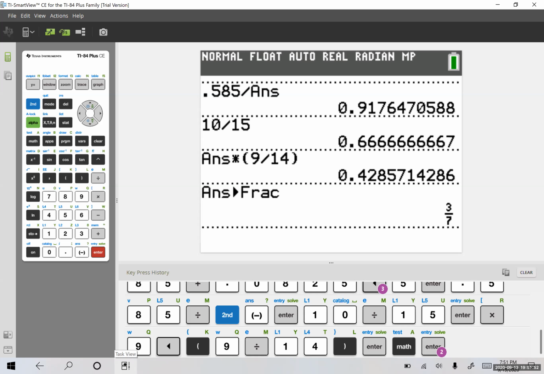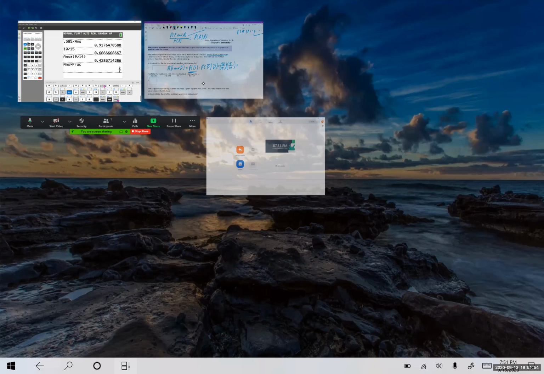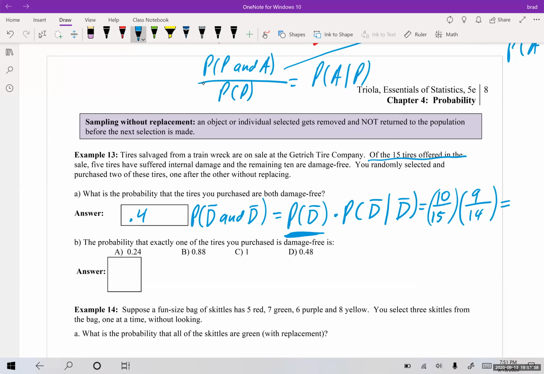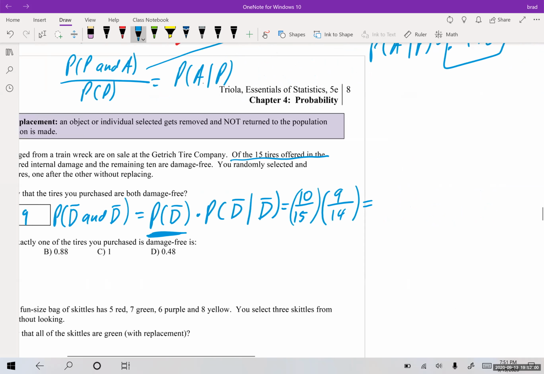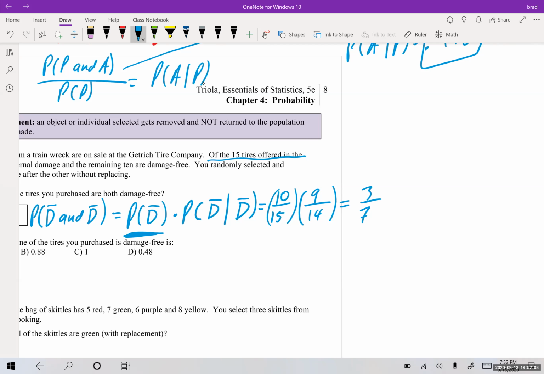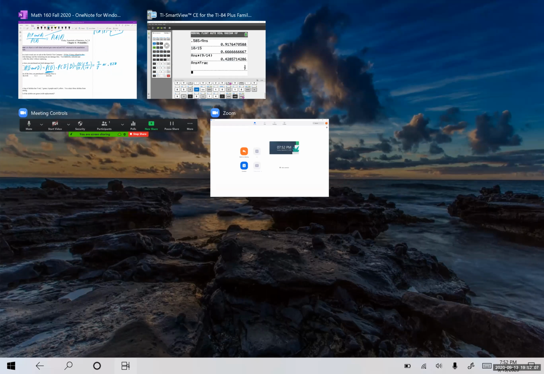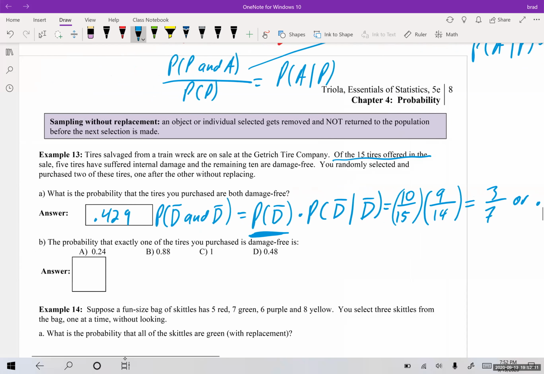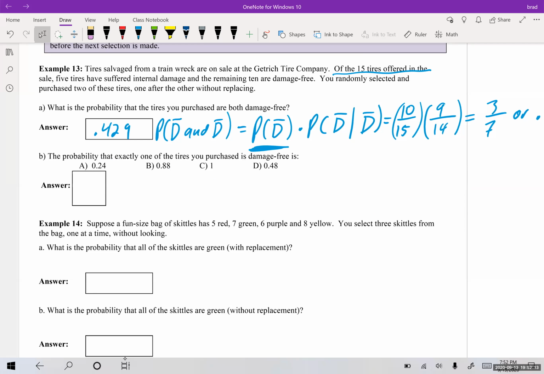We could almost do 0.429. Let's do 0.429. This is actually 3/7 or 0.429. That's what we got, right? 3/7? Yeah. So remember, you can use math-frac to put it back into fraction form. So the probability that exactly one of the tires you purchased is damage-free. So that could be exactly one.